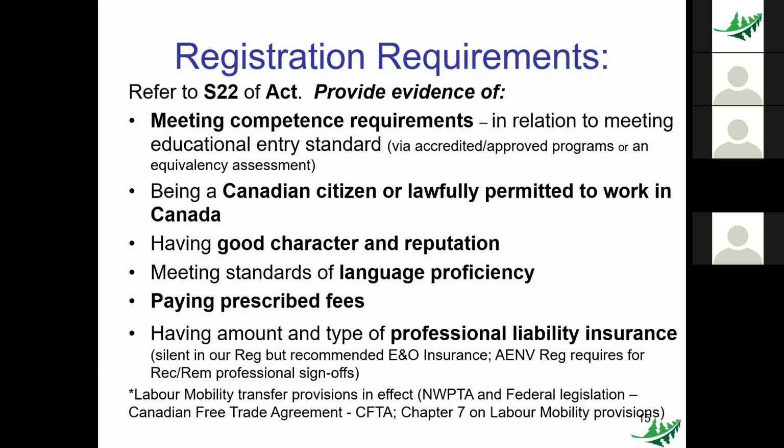And if there is a requirement, if you're doing any specific sign-offs that are outlined in government policy or regulation, then in some of those cases you would have to carry professional liability, and that is the case in reclamation remediation professional sign-offs, that you must carry a certain amount, and in some cases you must have so many years of experience, 5 I believe in the rec rem area, and in the wetland stuff you have to have a minimum of 3 years of experience. So those are all important things to think about in registration as well.